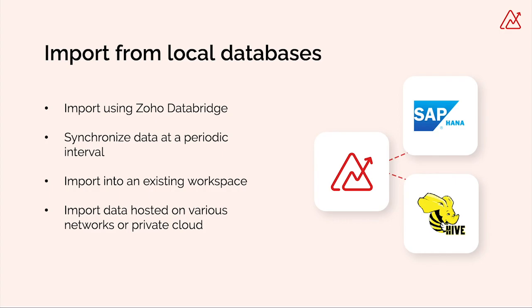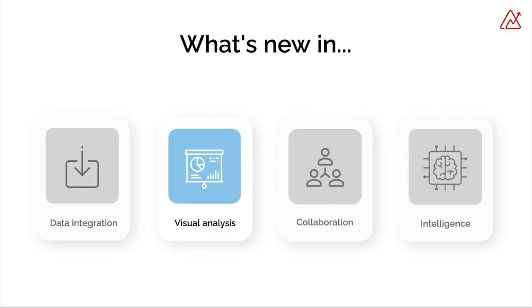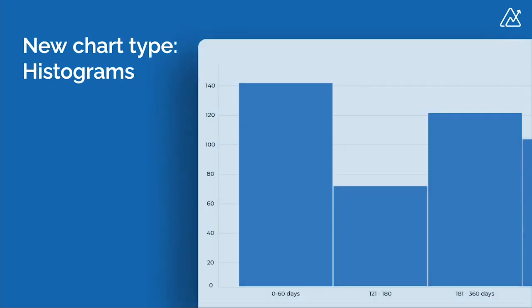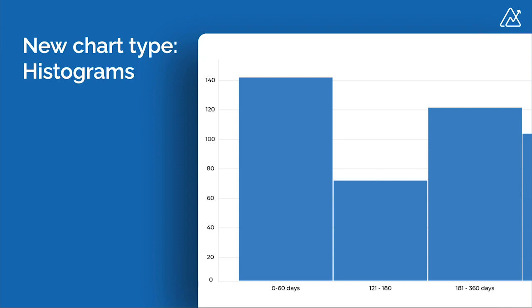Now, with that, we are going to move to the next section, and that's on visual analysis. So, we're going to discuss what's new in visual analysis in Zoho Analytics. All right, now we have a new chart type added to our basket of visualizations, and that's histograms. You can use histograms to summarize discrete or continuous data.